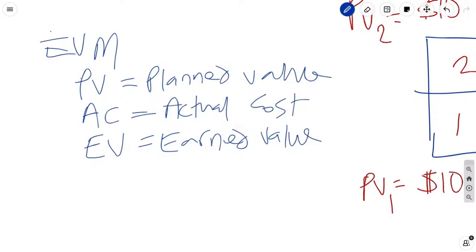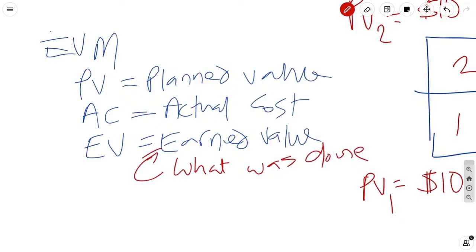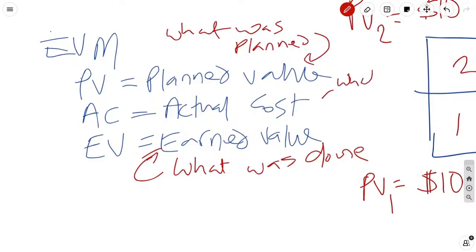So let's put a few tags on this. Earned value is what was done. The value, right? What was done. Planned value is what was planned. See that? And actual cost is what was spent. Three variables. What was planned, what was spent, and what was done.